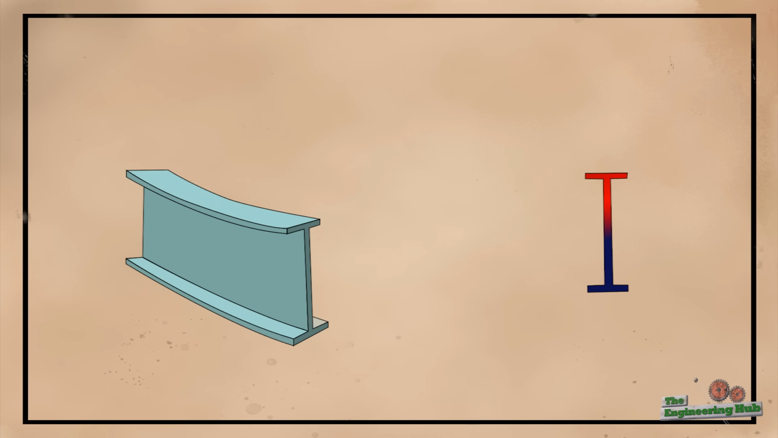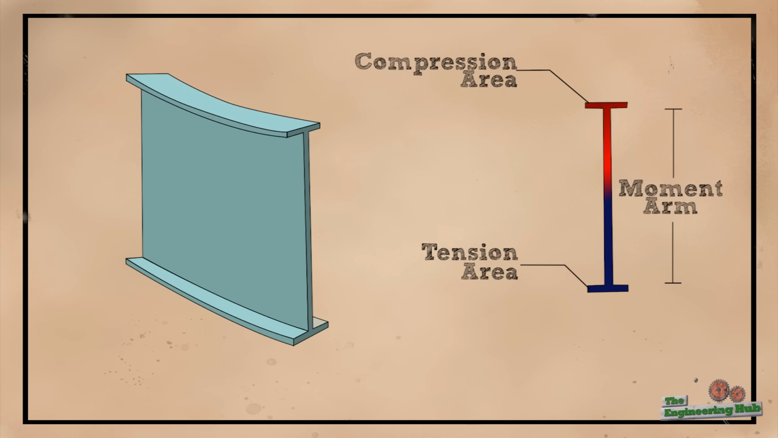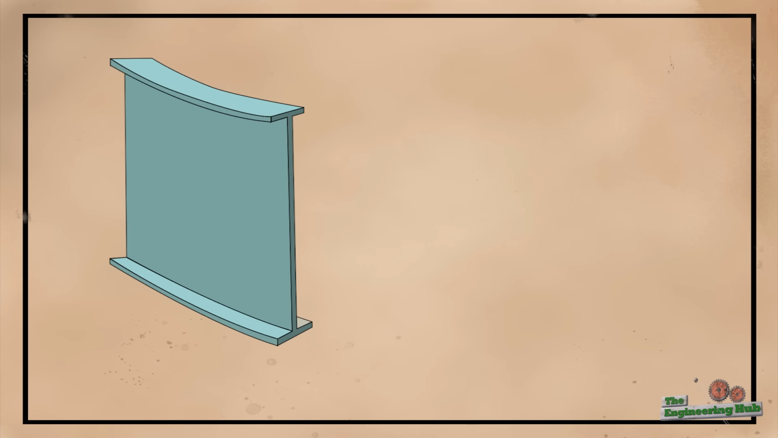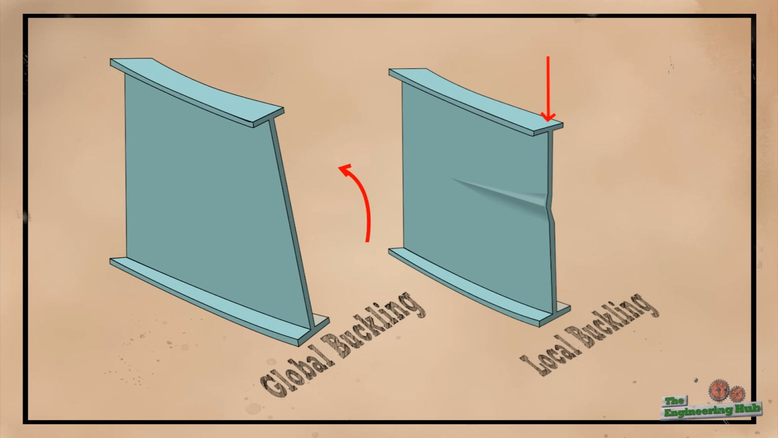So why then do we not take the strength of the I-beam to the extreme? When we add more and more area further and further from the center, at a certain point, the beam will buckle. Buckling can occur like this, globally, or like this, locally.